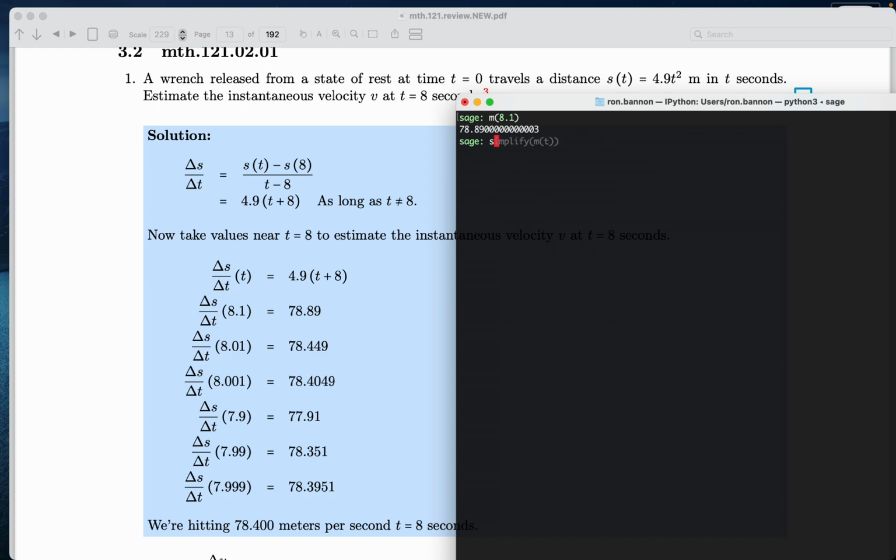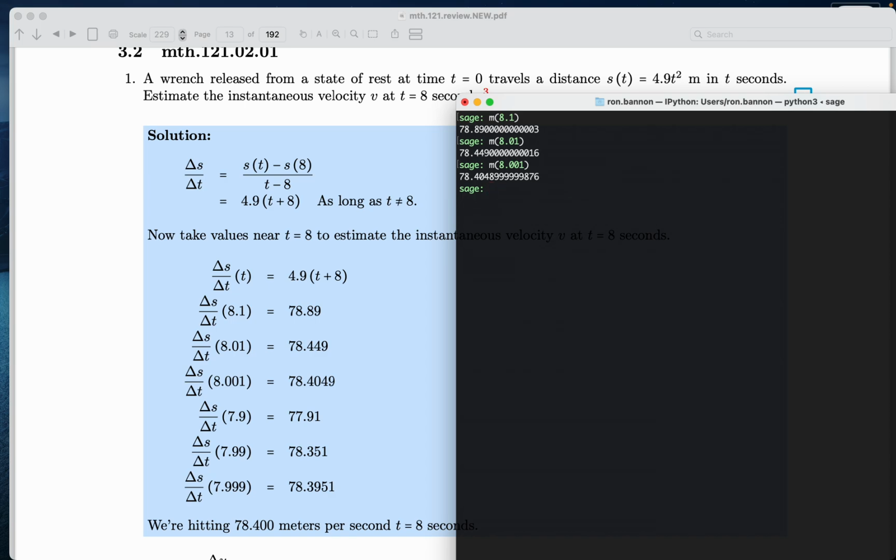Let me do m of 8.01. What am I doing? I'm getting close to 8 from the right side of it. What is it going to be? 78.449. You get the idea. Let me do even closer. Let me do m of, let's see, 8.001. What do I get? 78.404. You get the idea. It goes on and on and on.